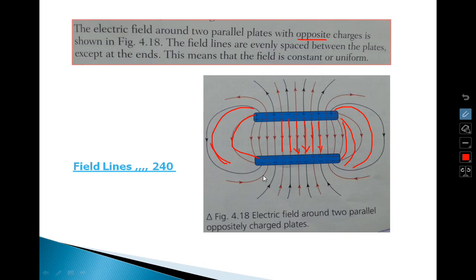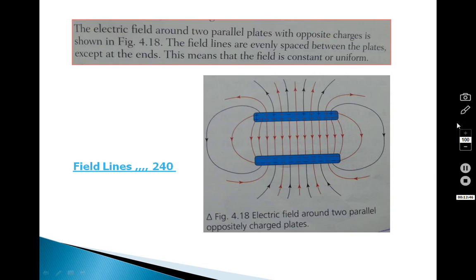We will show some experiment as we discussed in the last chapter. We discussed iron filings. We will show how iron filings are distributed by using some magnetic field. So from figure 4.18, what's the conclusion here?